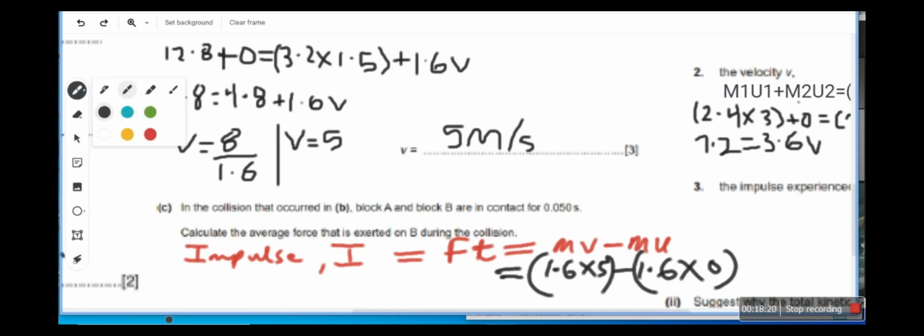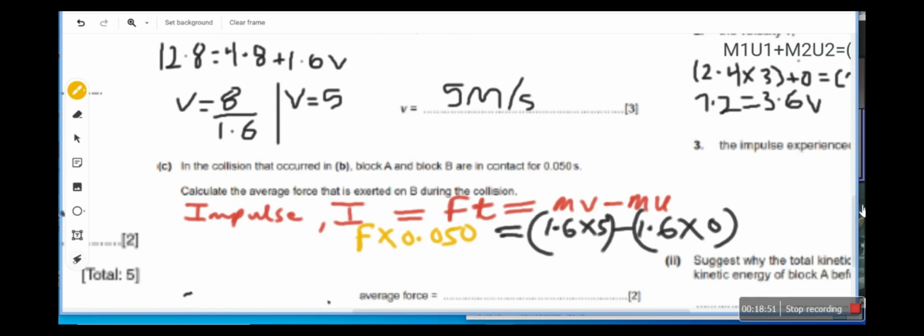Interesting. So we don't have the force, but we are given the time. The time is 0.050. So we simply do that: force, which we don't know, times 0.050, is equal to all that. The whole of this side is 8, right? 1.6 times 5 minus 1.6 times 0 will give us 8, yes. Beautiful. So F will now be equal to 8 divided by 0.050. What's the value of the force now? 8 divided by 0.050, which is what?